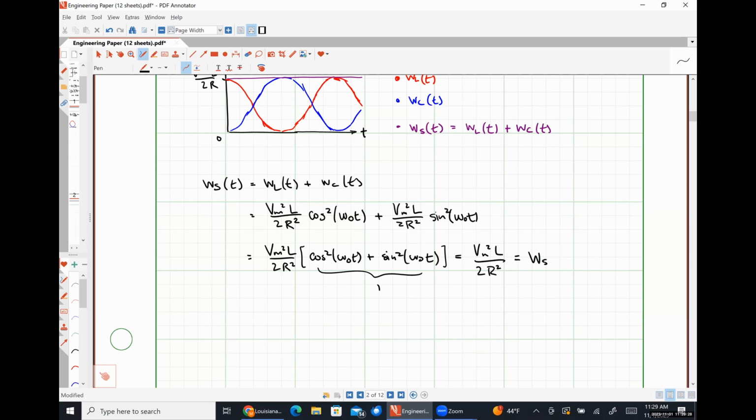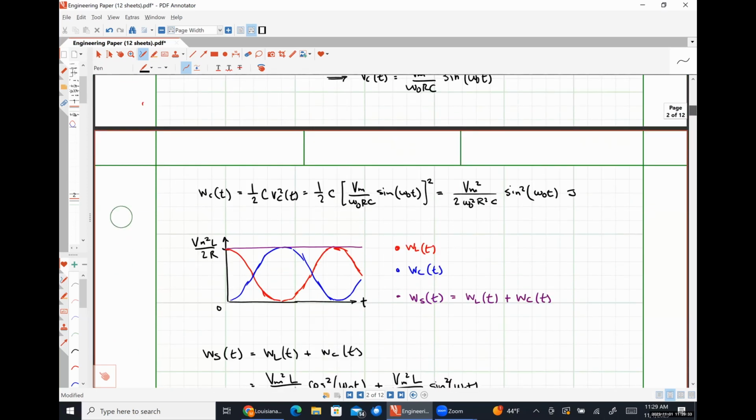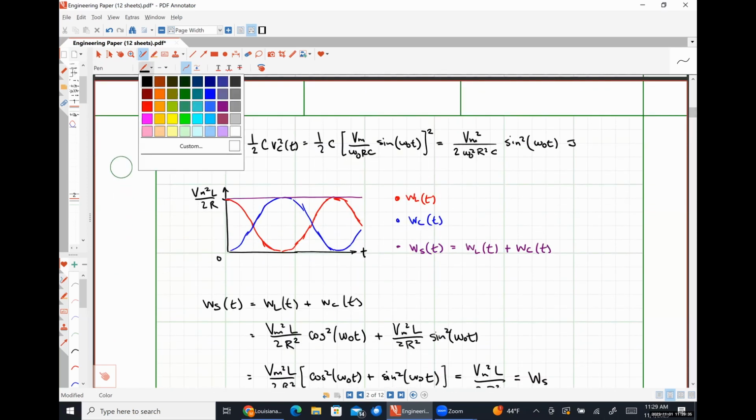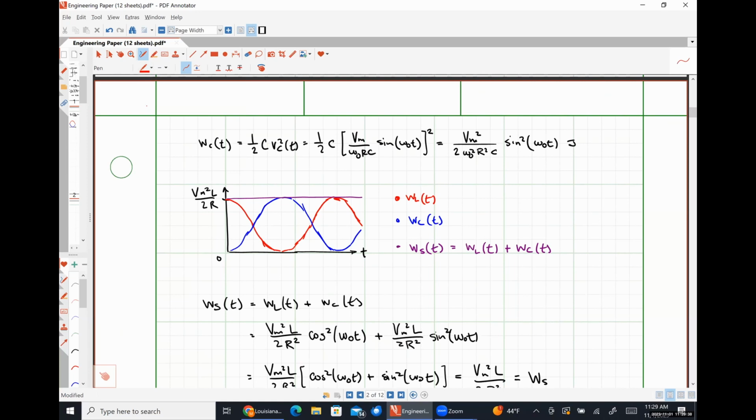Yes, sir. Where does the 2 go from 1 over 2 over R squared? All right, so let me scroll up here. So we know that omega naught squared is 1 over LC, right? So I can get rid of this omega naught squared by putting an LC in the numerator. This C cancels this C, and I have the exact same magnitude for both the energy of my capacitor and inductor.